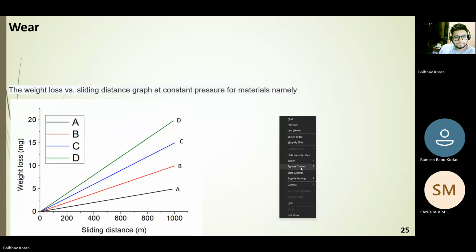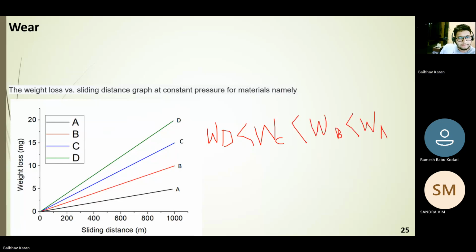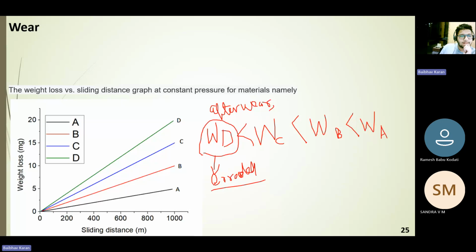So that means the weight of material D is less than the weight of material C after the wear test, is less than the weight of material B, is less than the weight of material A. This is after the wear test. That means the weight of material D is less, so it has eroded more, or more wear has happened to this material.